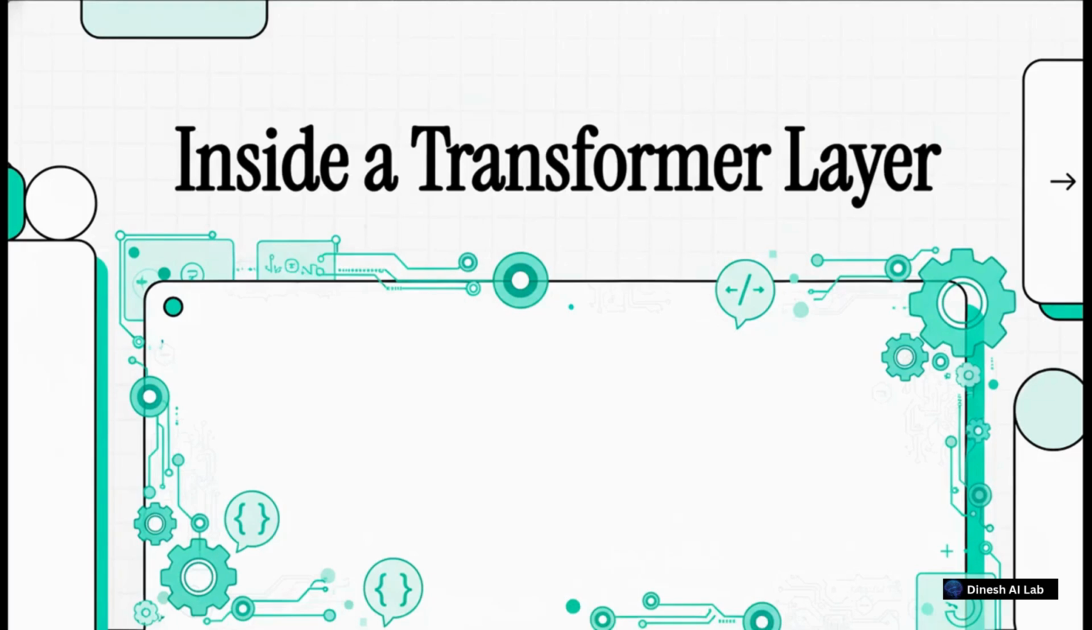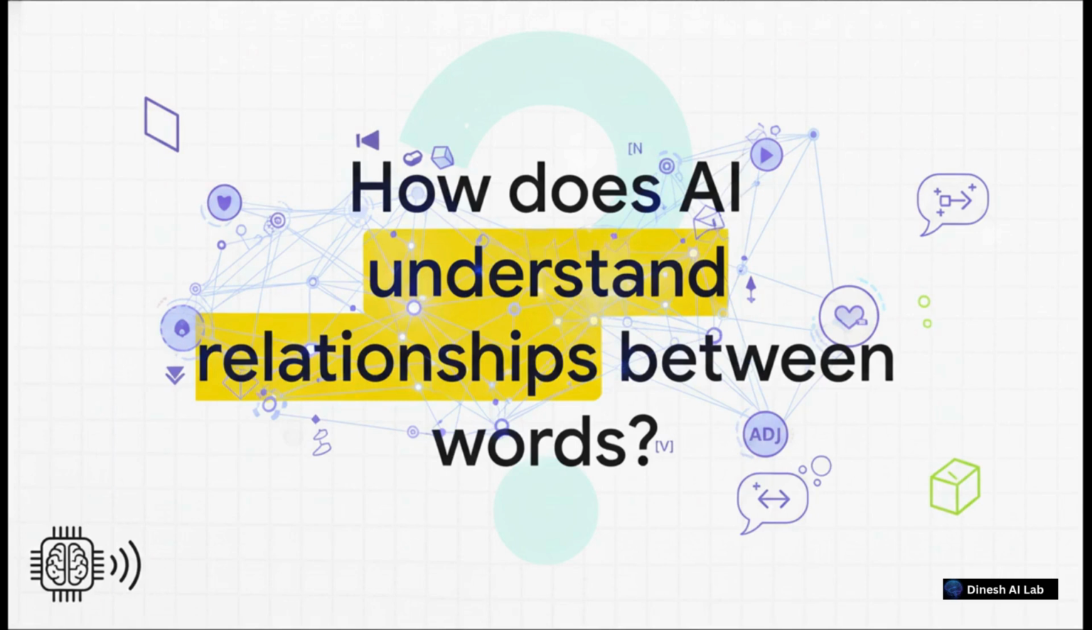All right, let's dive right in. Today, we're going inside the engine room of modern AI. We're going to look at the single most important component that allows models like GPT to actually understand language, the transformer layer. So, it all really starts with one big question. When you type a sentence, how does a machine not just see a bunch of words, but actually grasp that whole intricate web of connections between them? You know, the grammar, the context, the real meaning? That is exactly what we're going to unpack.